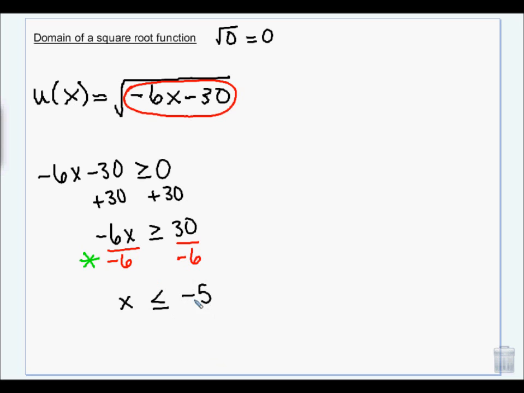And if you want to just double check yourself and make sure you did it right, pick any number less than negative 5. So like I'll pick negative 6. If I plug that in, I get 36 minus 30, which is positive 6. So I did get a positive number. So I know I'm okay. Does that make sense?